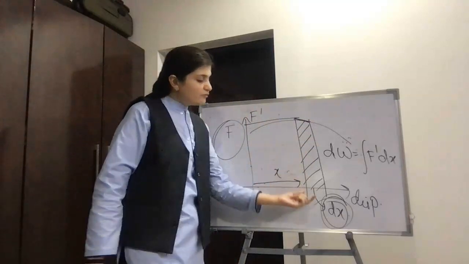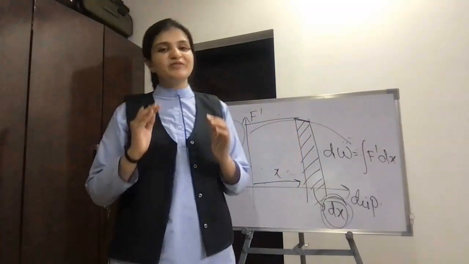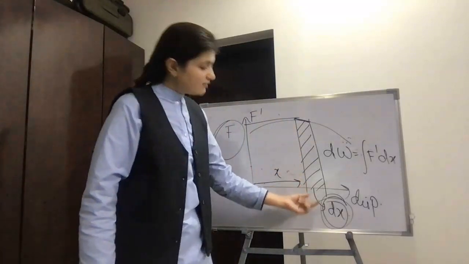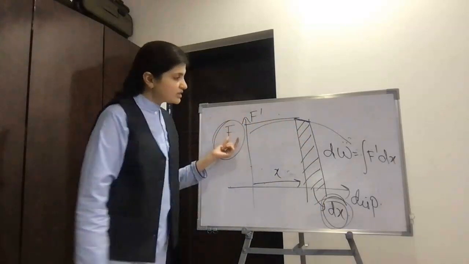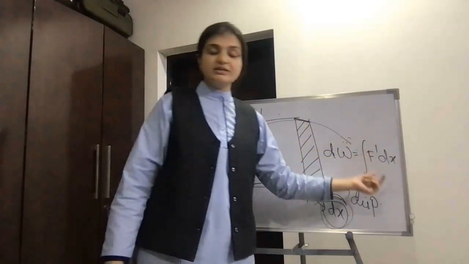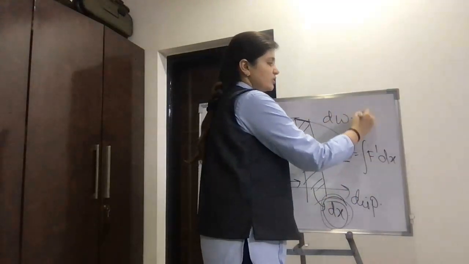Now, in the case of the variable force, if we have a dx element thickness and the magnitude of this force will remain the same for this dx element, so the work done can be written as F dash into dx.